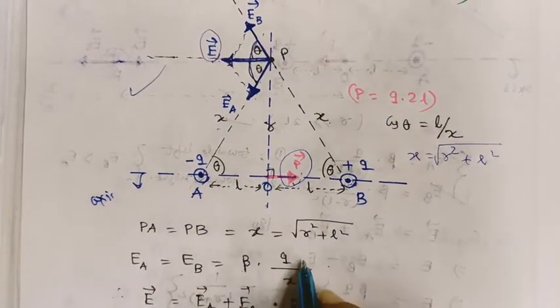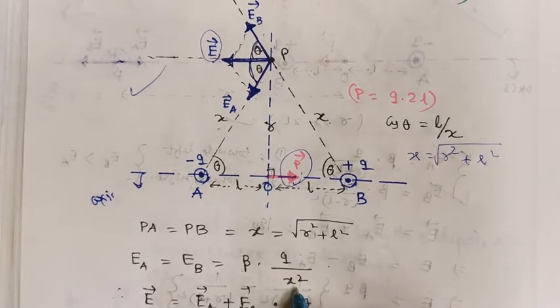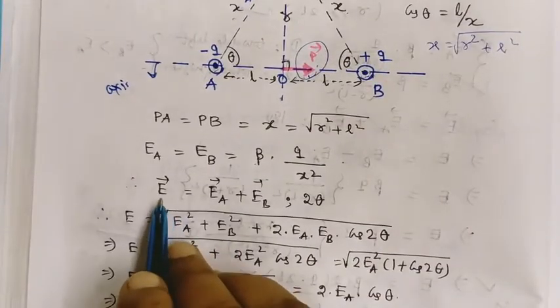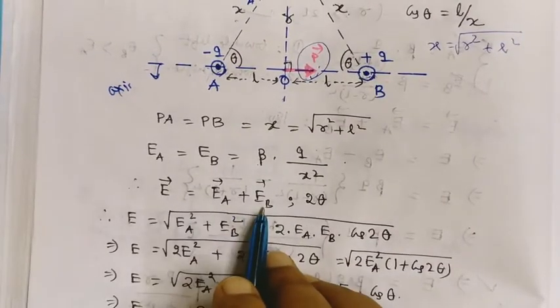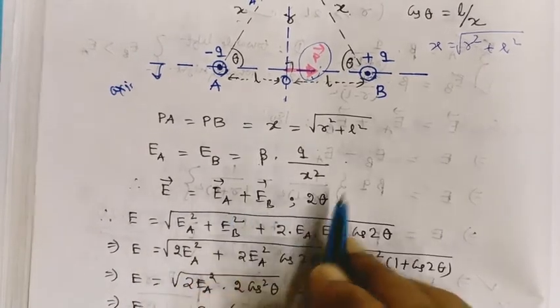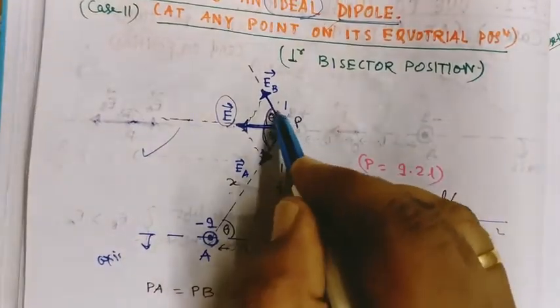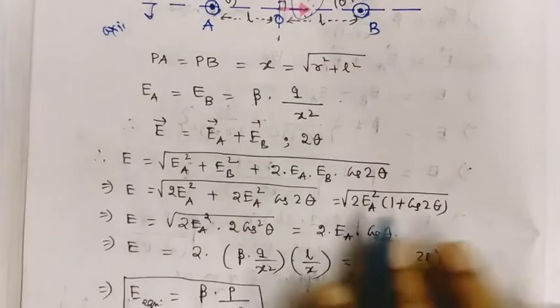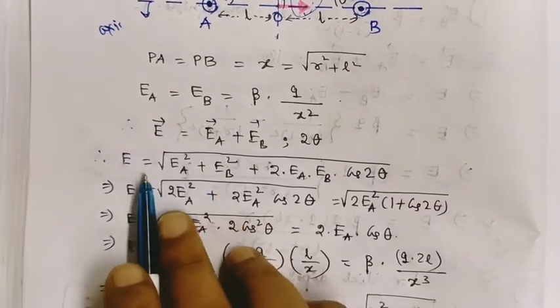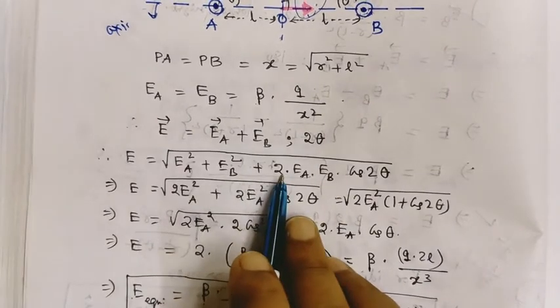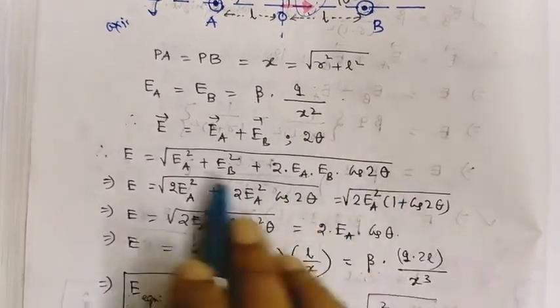Each is kq divided by x square. Now you have to calculate the resultant field intensity. E vector is equal to EA vector plus EB vector. In this notation you have to write the angle between the two vectors as 2 theta. Just mark here that the angle between the EA vector and EB vector is 2 theta. Then by using the vector law of addition, E is equal to the square root of EA square plus EB square plus 2 EA EB cos 2 theta.